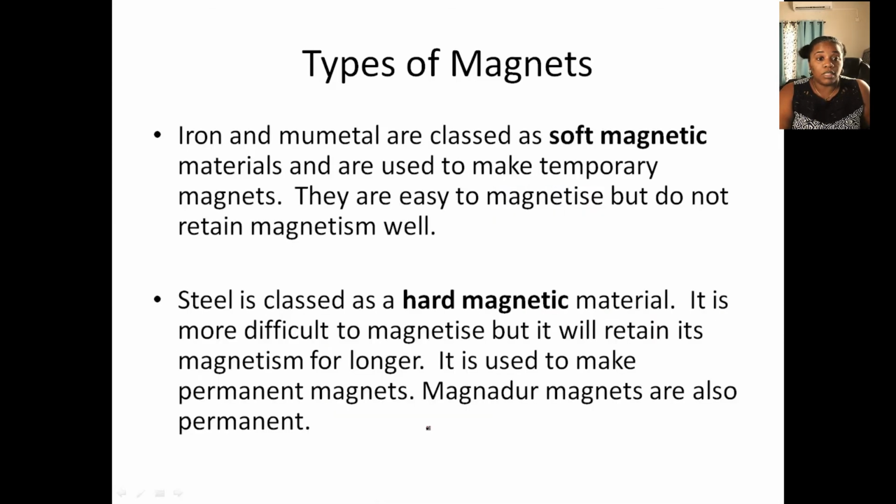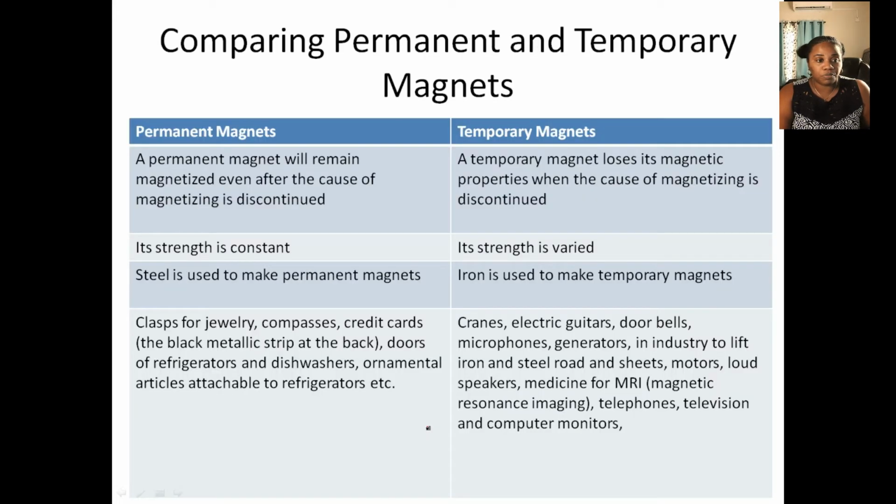Iron and nickel are classed as soft magnetic materials and are used to make temporary magnets. They are easy to magnetize but do not retain magnetism well. Steel is classed as a hard magnetic material. It is more difficult to magnetize, but it will retain its magnetism for longer. It is used to make permanent magnets. Magnetized magnets are also permanent.